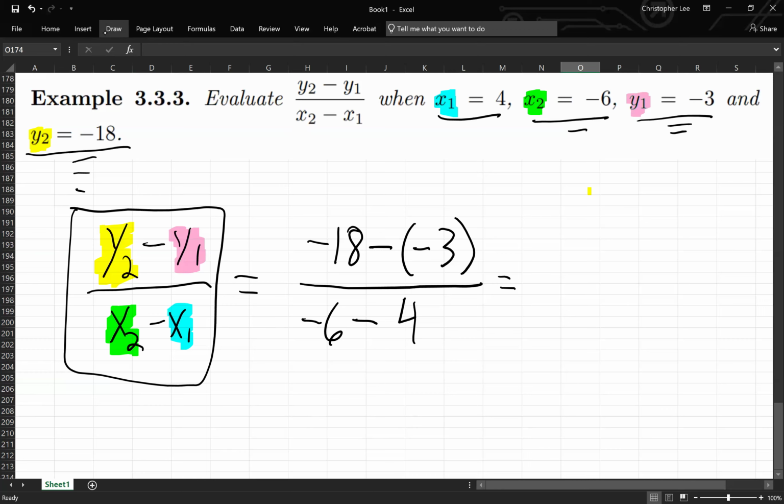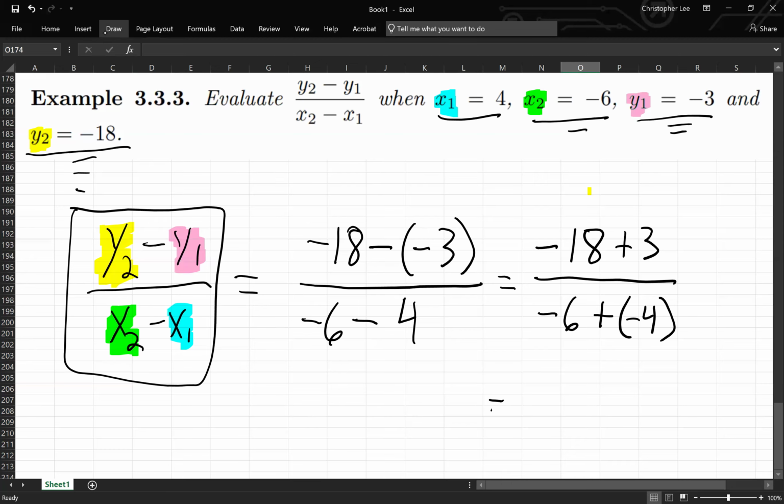All right. So the top says -18, minus -3. What's the opposite of -3? So I have -18 plus 3. And on the bottom, I have -6. What's the opposite of +4? So plus -4. That's it. The rest of it is just basic math.